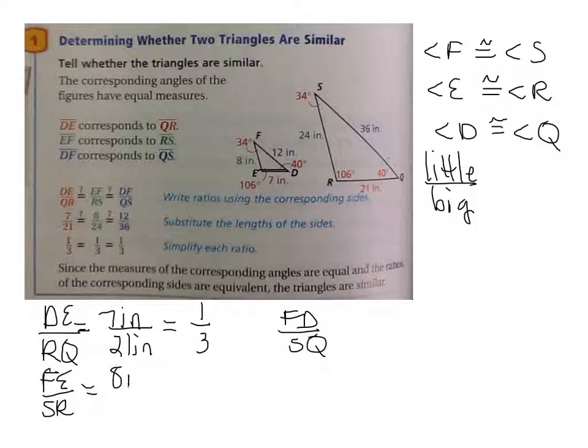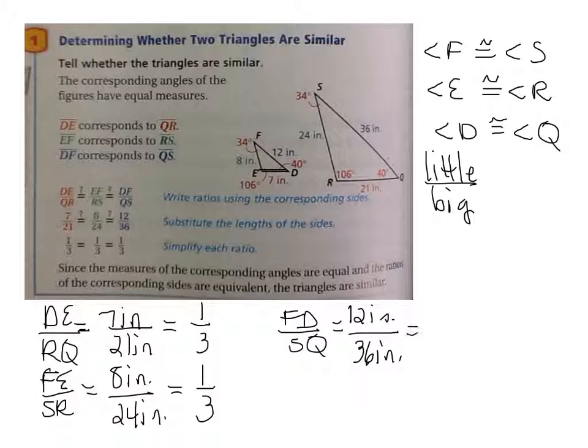What is the length of FE? Good, 8 inches. 24 inches is what SR is. It reduces to 1 to 3. Length of FD is? Length of SQ? 36. Reduce it. What do you notice? Yeah, all your side lengths are proportional to each other.